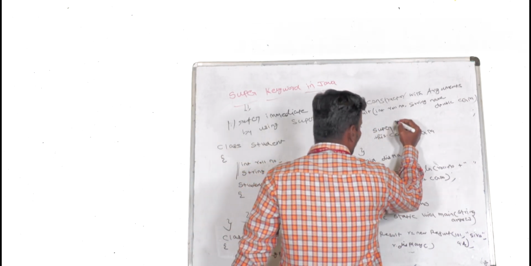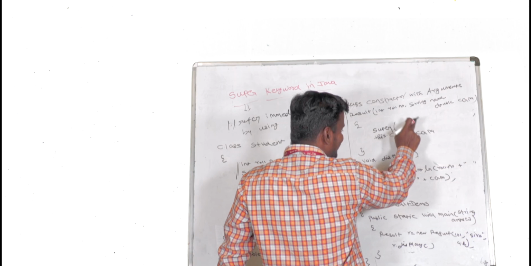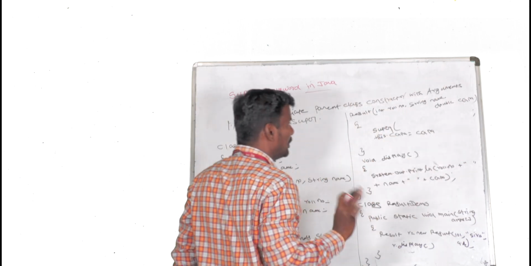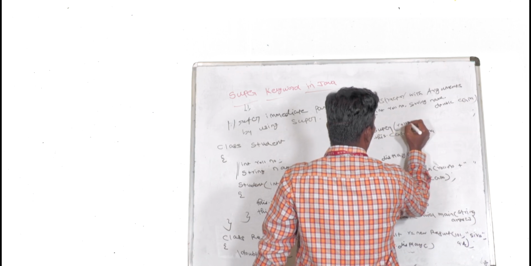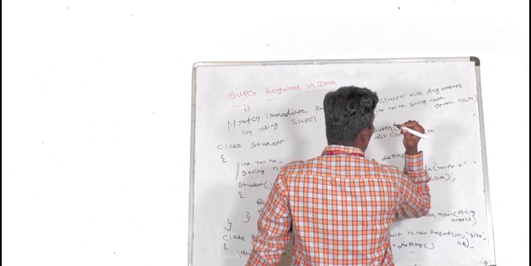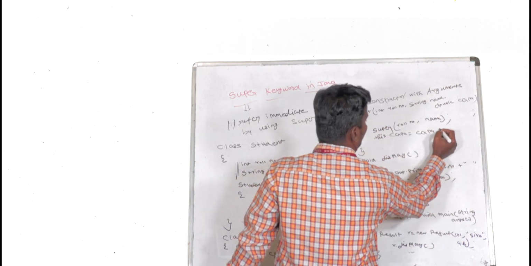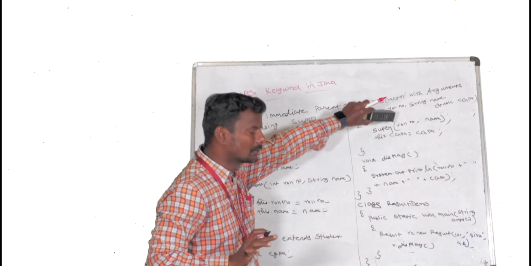Now we want to refer to the value of the initialize the value for the roll number and then initialize the value for the name. So we have to pass these two things, roll number and then name. So what will happen when you are specifying this statement?